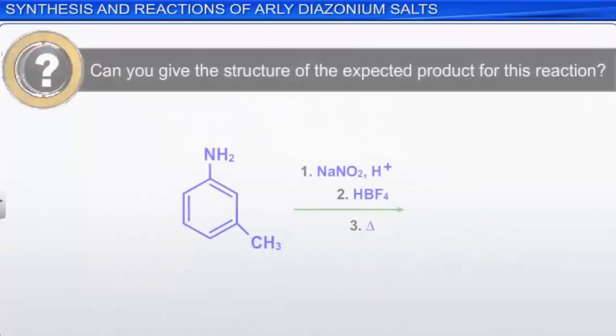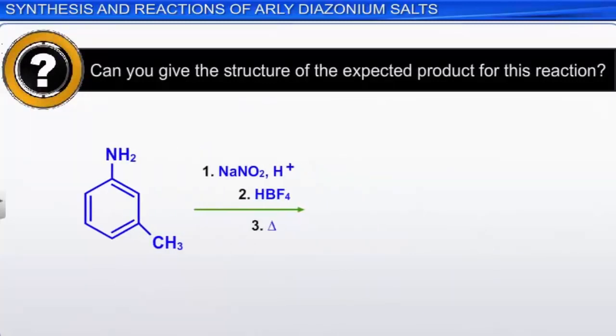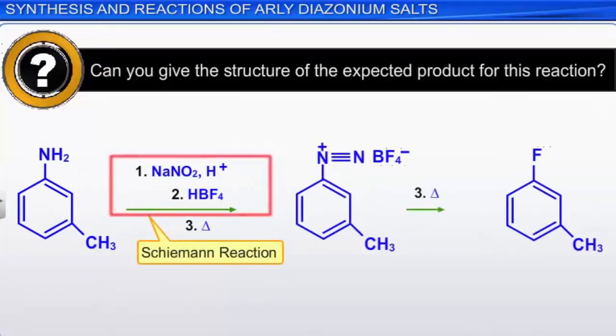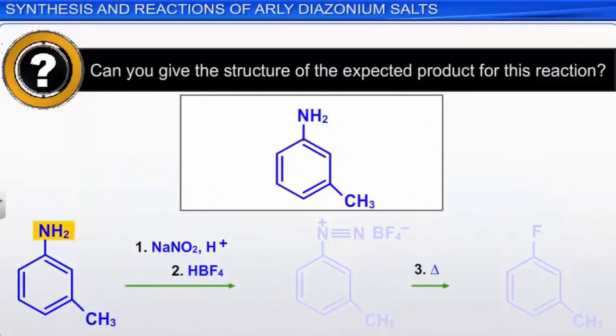Can you give the structure of the expected product for this reaction? You should recognize this as the Balz-Schiemann reaction. The amine group will be transformed into a diazonium group and ultimately be replaced by fluorine.